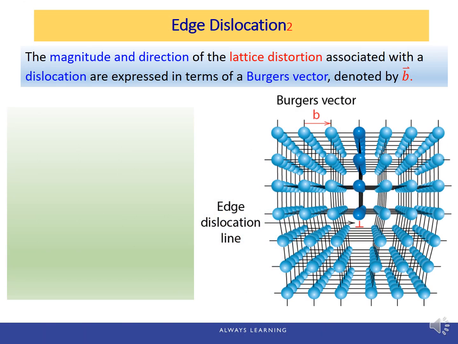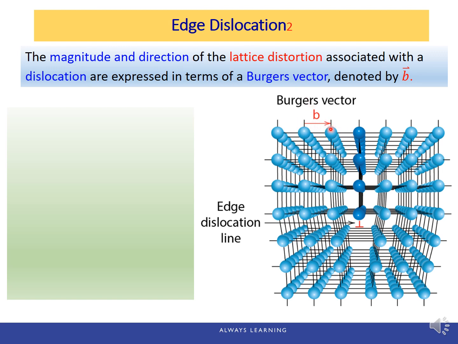The magnitude and direction of the lattice distortion associated with a dislocation are expressed in terms of a Burgers vector, which is denoted by B. So this is the vector B, or Burgers vector B, which is used along with the edge dislocation symbol to fully describe the edge dislocation. It is also used with the screw dislocation to describe one screw dislocation. We'll see that later. So the Burgers vector indicates the magnitude and direction of the lattice distortion.